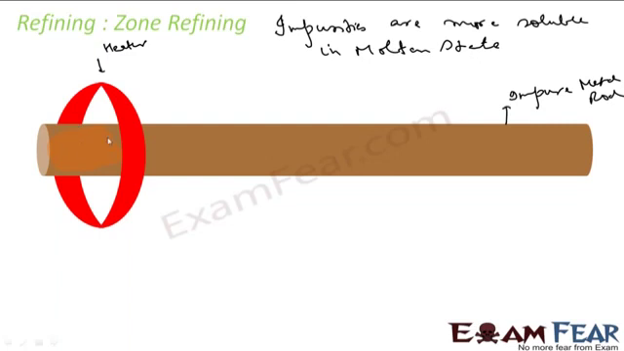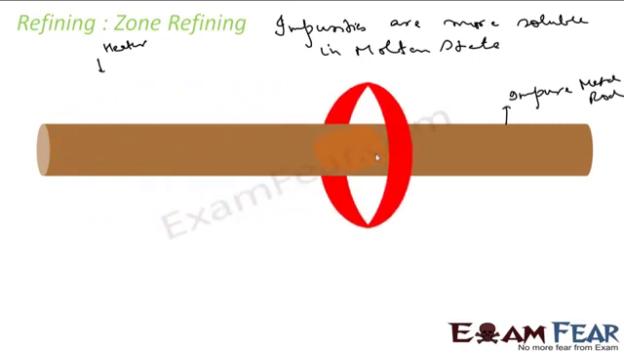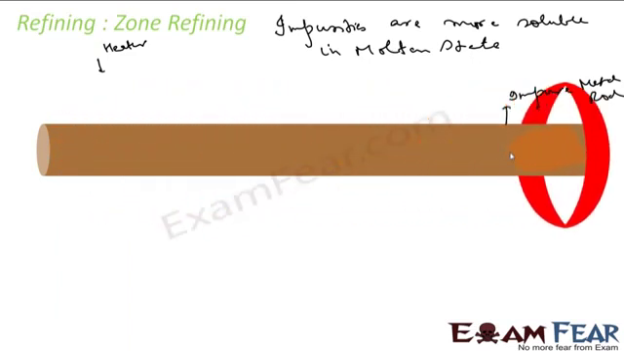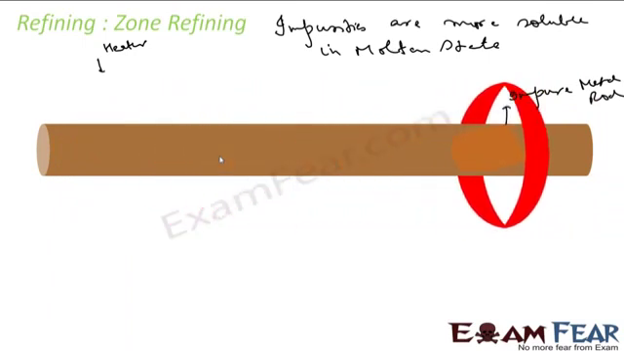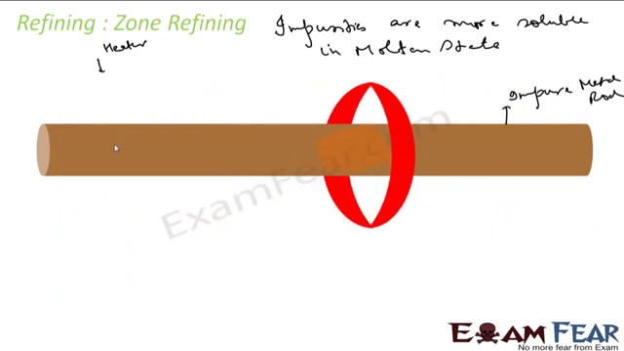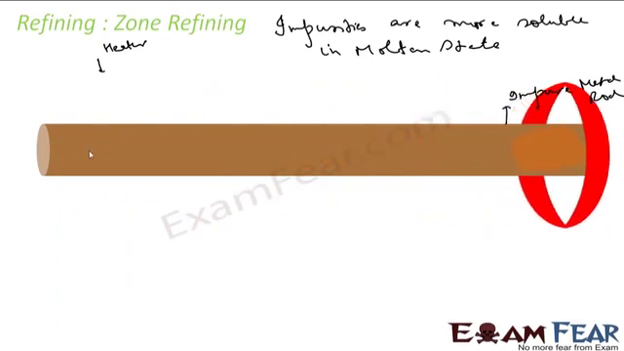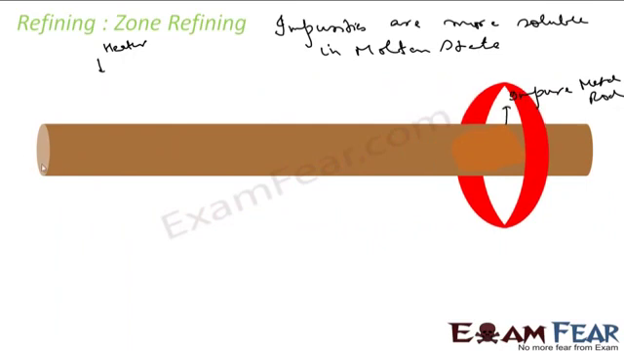Since the heater moves from one end to another very slowly, it melts that area, right? So the molten zone also moves from one end to another. If you see, this heater moves, and with this heater, the molten zone is also moving, right? Because it is moving very slowly, this heater melts that area. And the good part is this: the impurities are soluble in this molten zone.